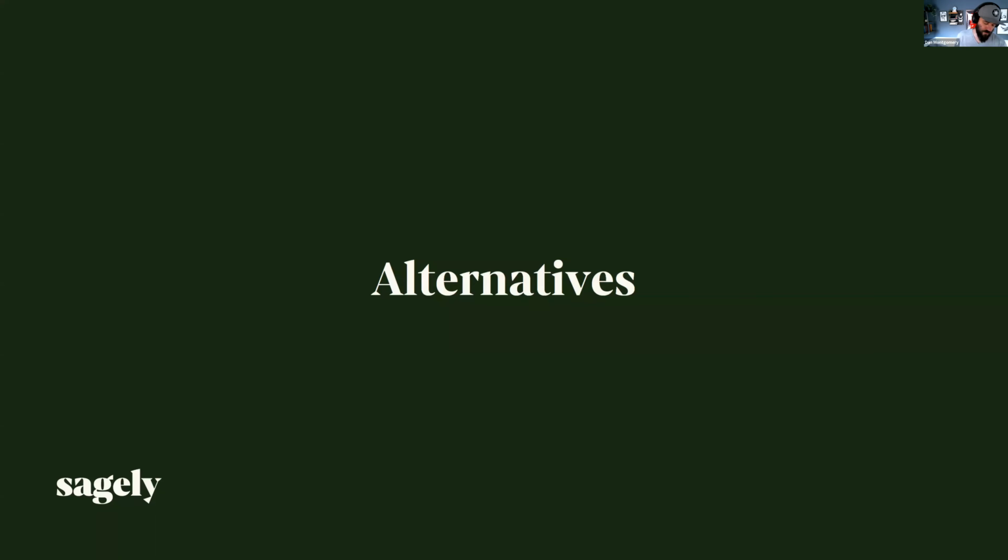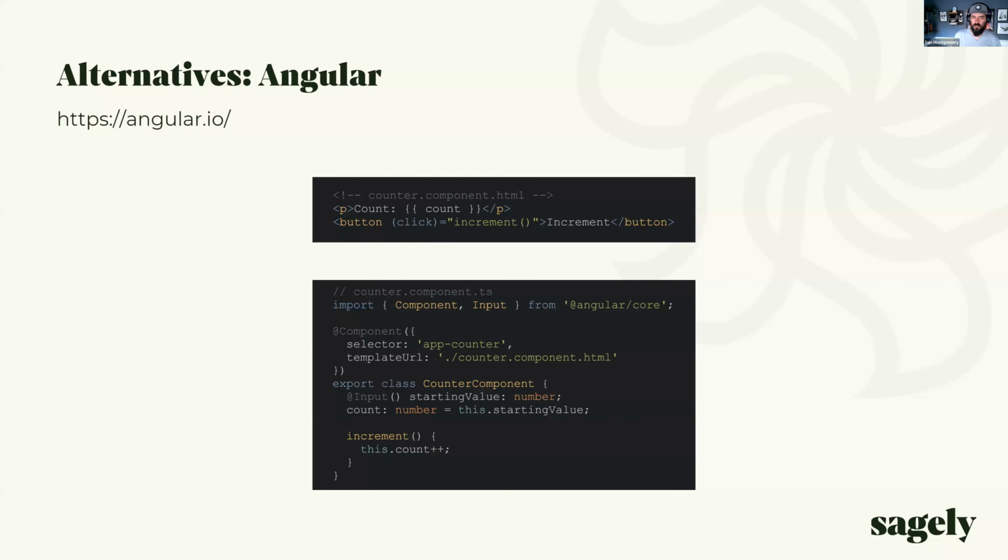I want to talk briefly about alternatives. I'm going to say, like, the ecosystem of front-end development in 2023. I'm sure you know that React is an open source library that was built and is maintained by Facebook. Angular is an open source library that was built and is maintained by Google. Angular is a framework.